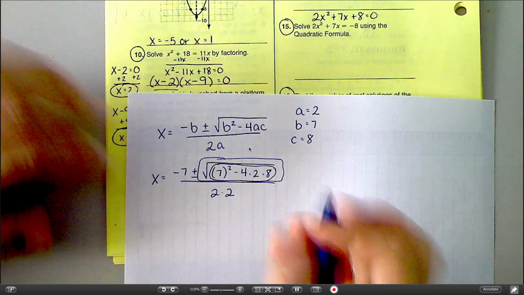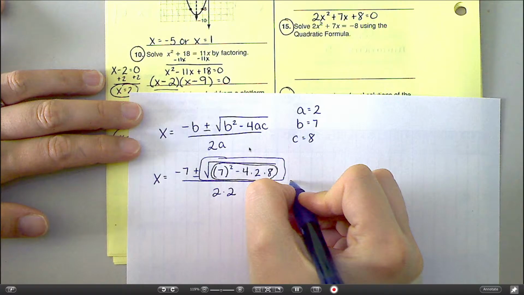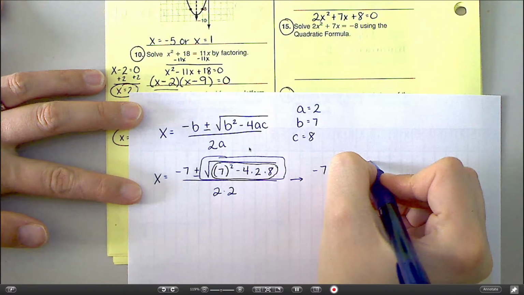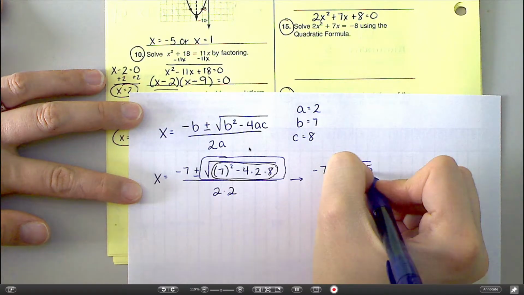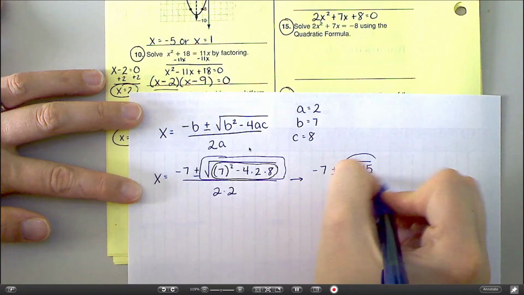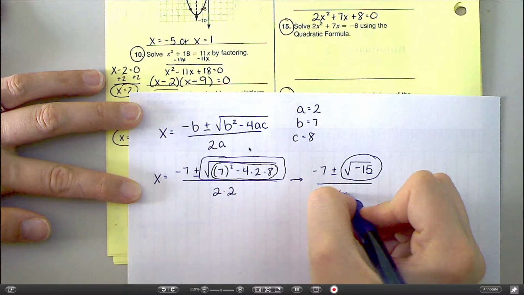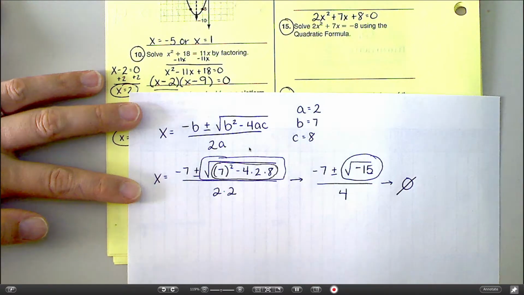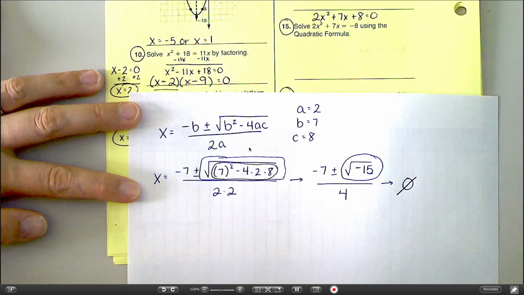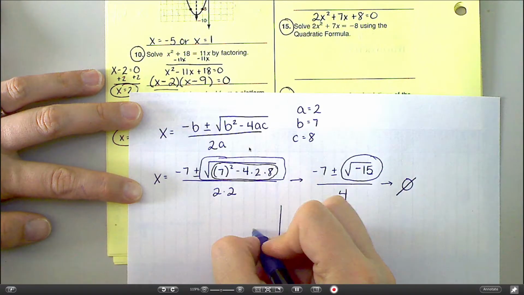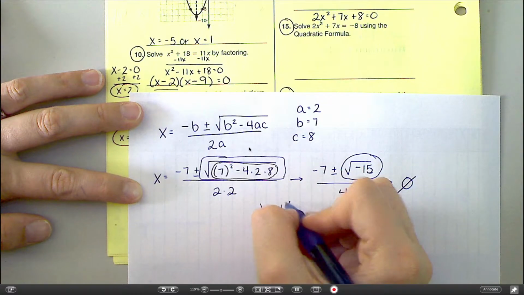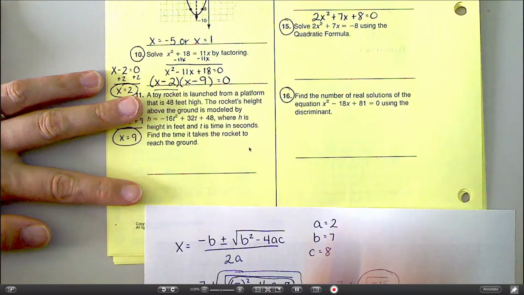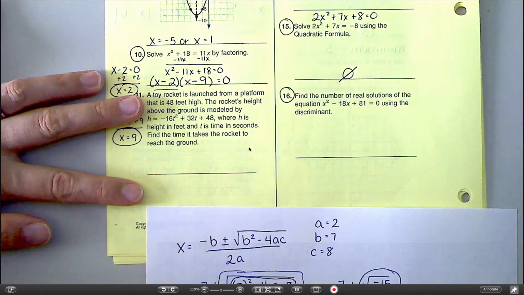Okay, so really what you're asking your calculator to do, I'm going to fill this in. You're asking your calculator to do the square root of -15. And this right here is a big no-no, right? Okay, so this right here tells us that this one has no solutions. Okay? If we were to graph this one, it would be a floater. So 15, no solution.